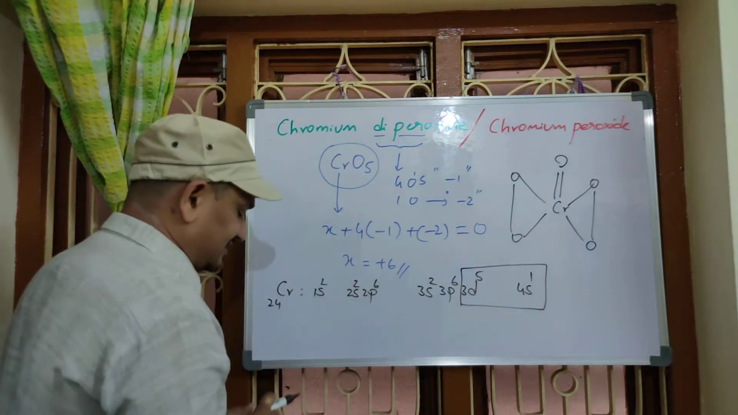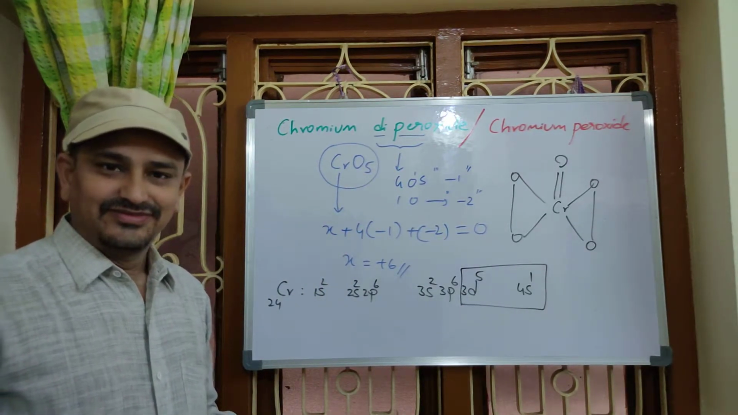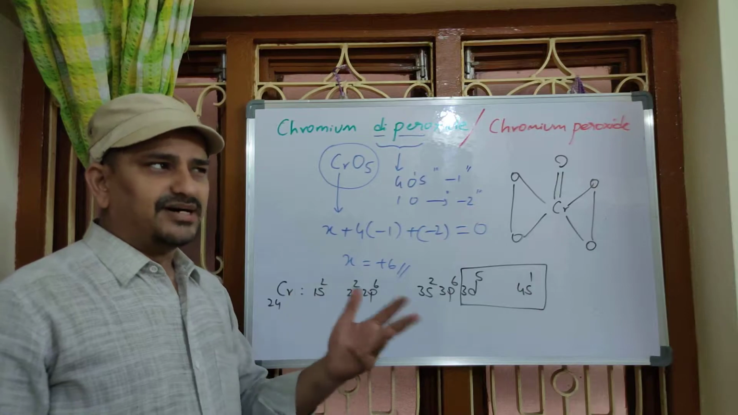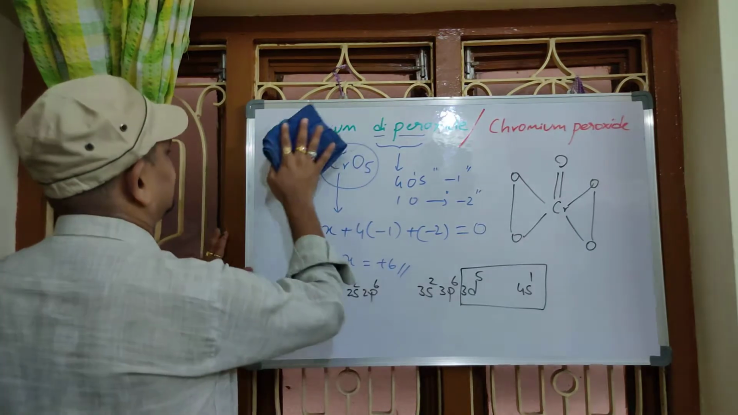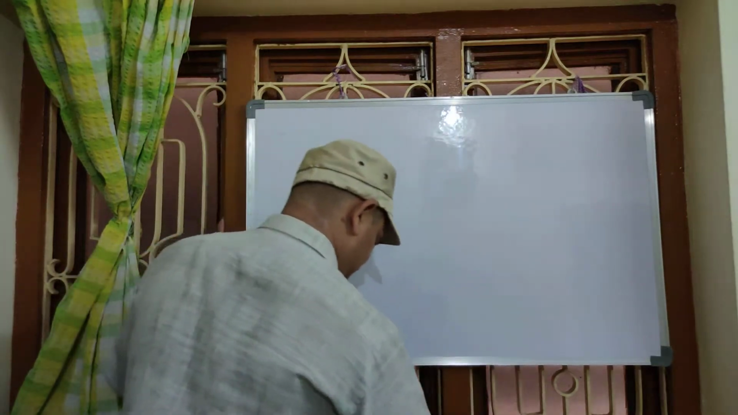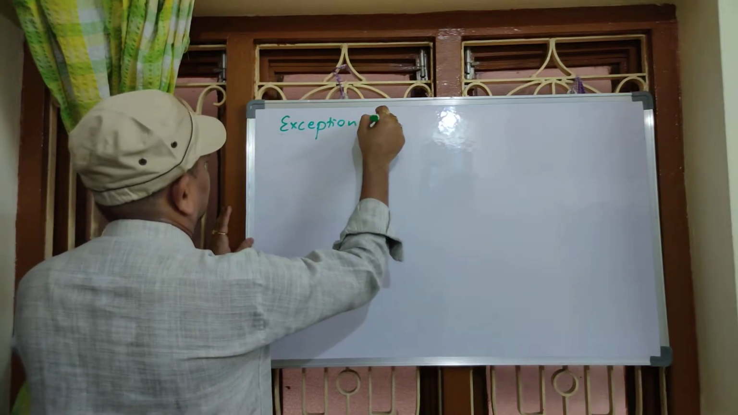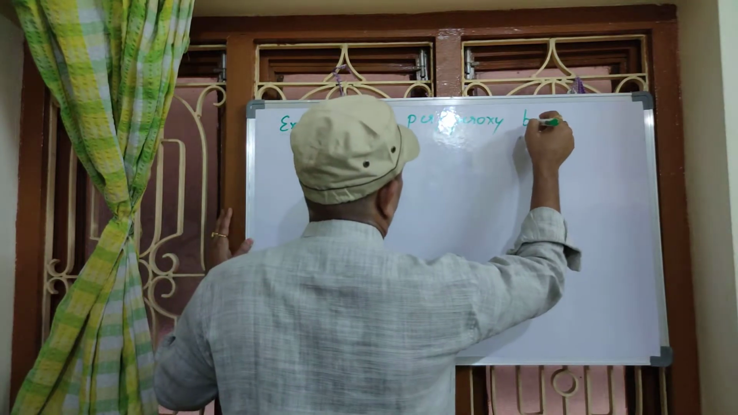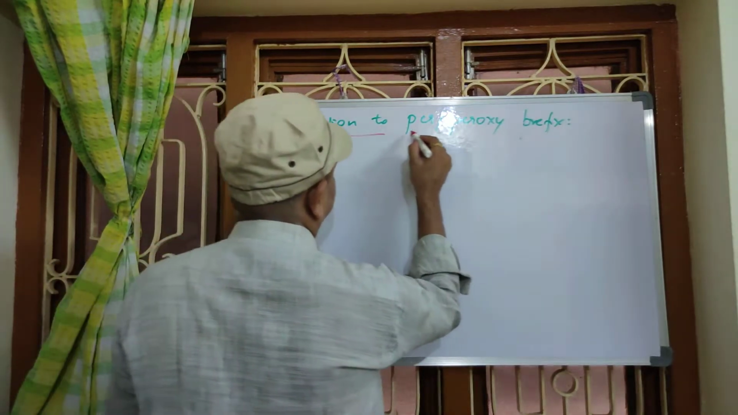Now this is another case. Now let's come to exceptions to this rule. Exceptions to this peroxy prefix. Exceptions means in some cases per is added as an inevitable situation. Exceptions to the per or peroxy prefix.